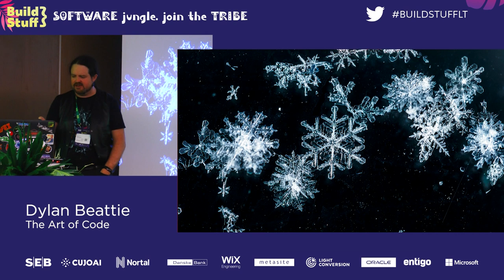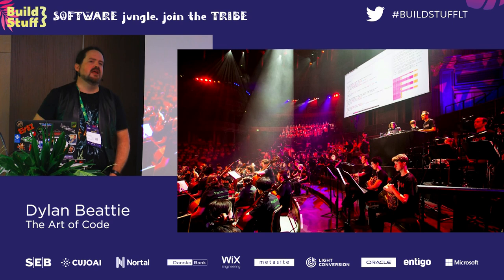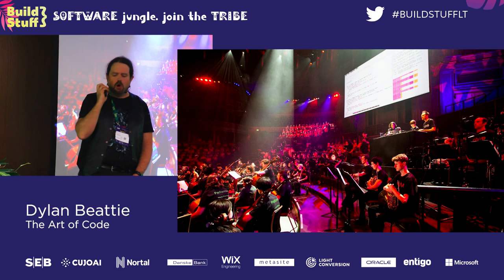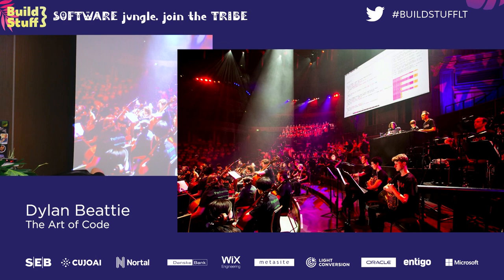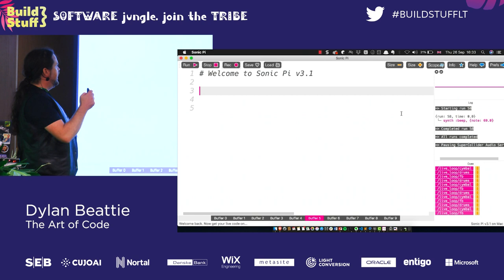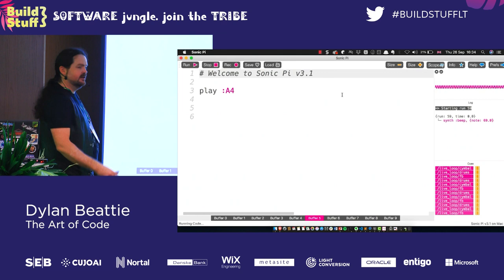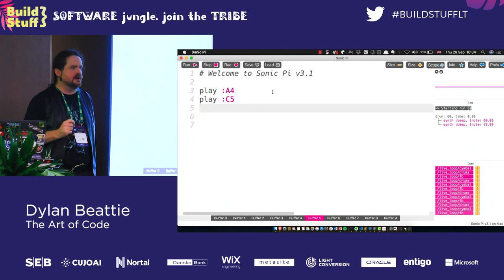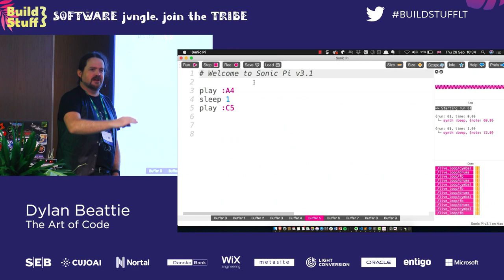This guy here is Sam Aaron. Sam created a programming language called Sonic Pi, which is optimized for doing live performance. And I want to give you a very quick run through of Sonic Pi now. You load Sonic Pi and you do play A4, and it plays a note. Now, Sonic Pi is the only language in the world where everything runs in parallel unless you tell it not to. Imagine if JavaScript ran all your statements at the same time, unless you put pauses in.